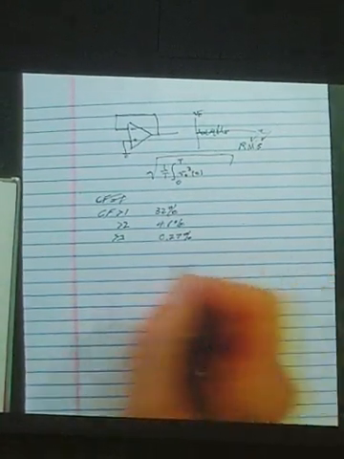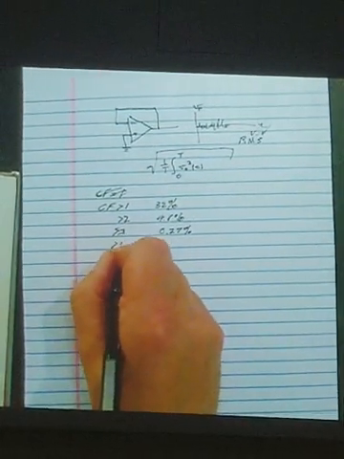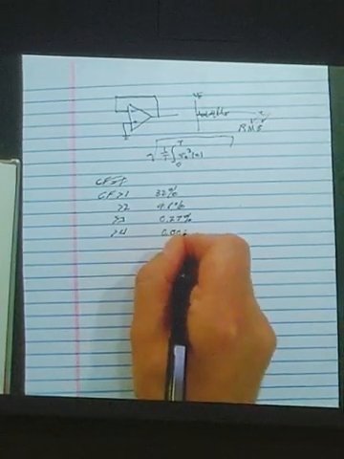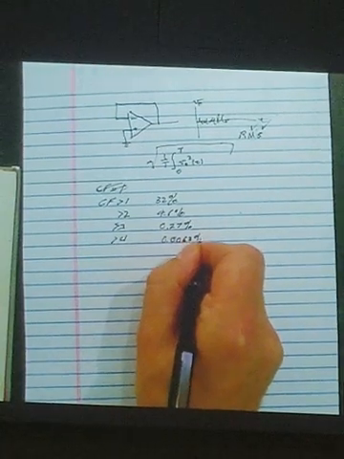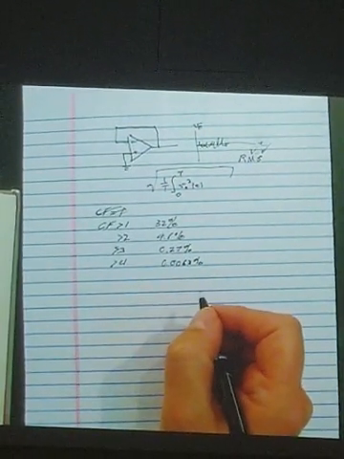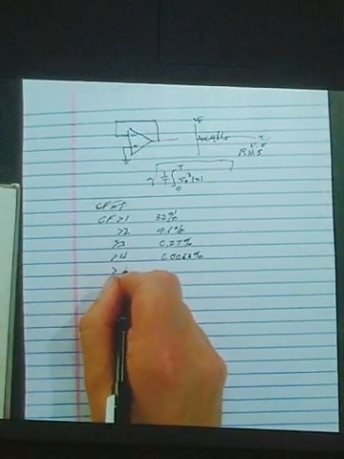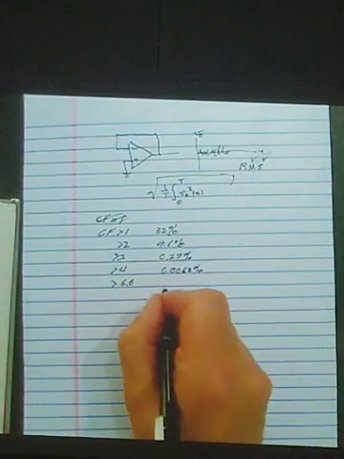In fact, it goes on to 4, which is 0.0063%. And in fact, we say greater than 6.6, almost never.